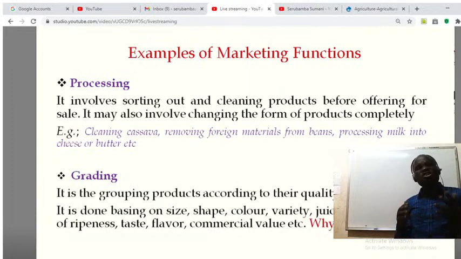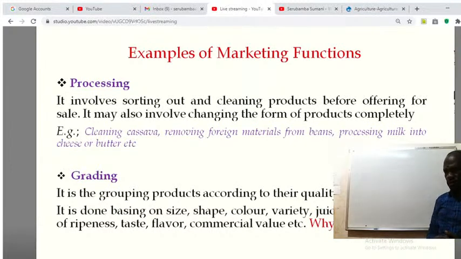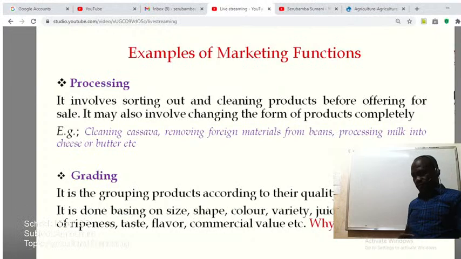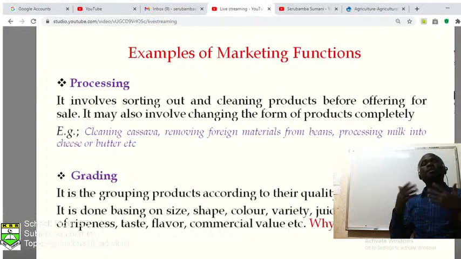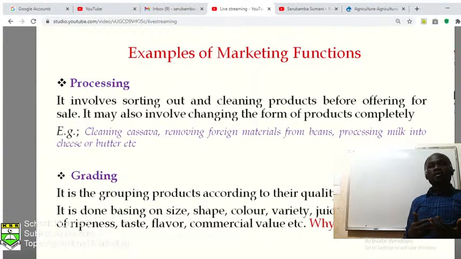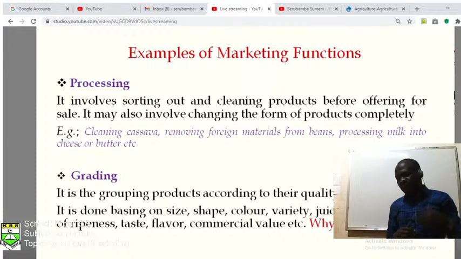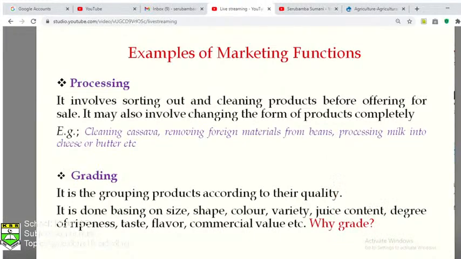Now, processing may go beyond just sorting and cleaning to include changing the whole nature of a product. Let's have an example here. You have harvested milk. You may decide to offer the milk for sale in its raw form, or you may decide to process this milk, change its form, get other products from it, for example, cheese or butter. Okay? So those activities that you do before you offer the product for sale can fall under what you call processing. So in simple terms, it is preparing what you have to offer for sale. Okay? So processing is a very important marketing function. It's a very important activity that we carry out during the marketing process.